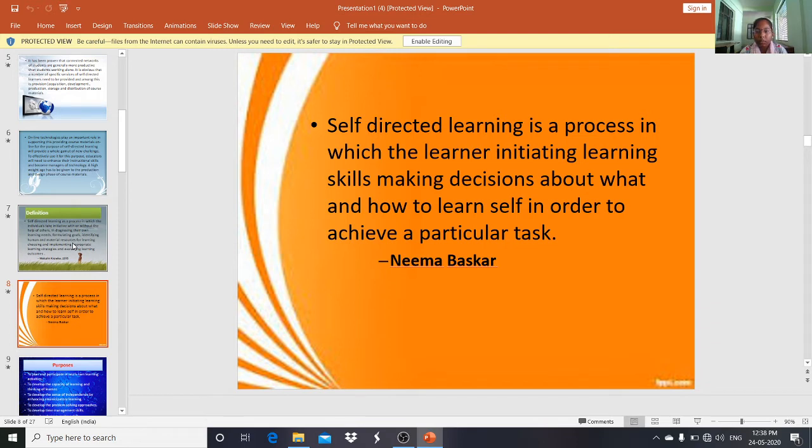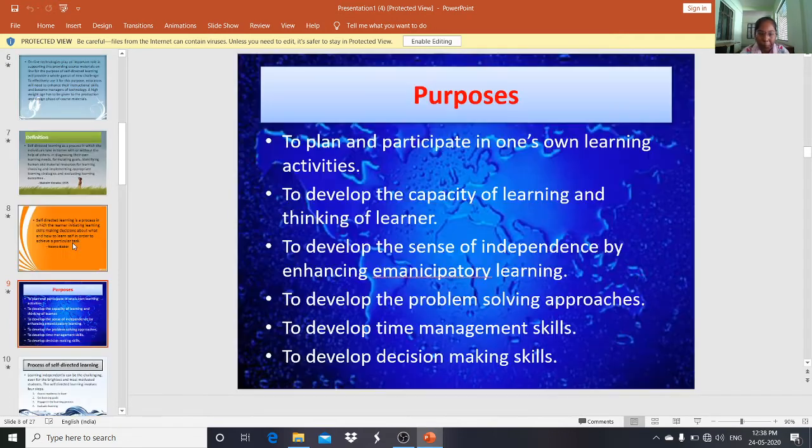Self-directed learning is a process in which the learner initiates the learning, making decisions about what and how to learn by oneself in order to achieve a particular task. It is nothing but a process in which the learner will initiate the learning, making certain decisions about what to learn and how to learn by oneself in order to achieve a particular task. This is by Nima Bhaskar.